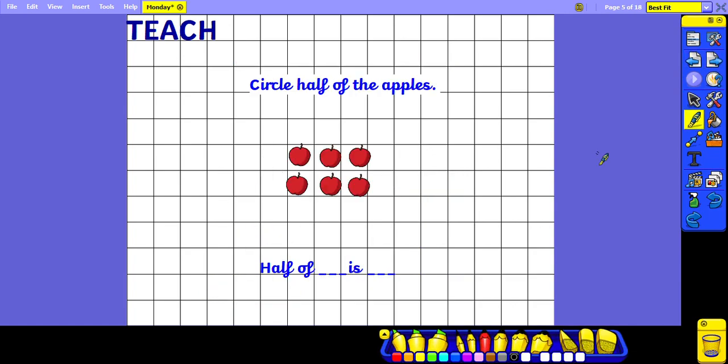This time we've got to circle half of the apples. And we can see that they're arranged in an array of rows and columns. So when I'm finding a half, I could share them between the two groups, like we did in the last example, but here, because they're arranged nicely, it's easier to see what one half would be. Before we circle a half, we need to work out what we're starting with. So we've got 1, 2, 3, 4, 5, 6.